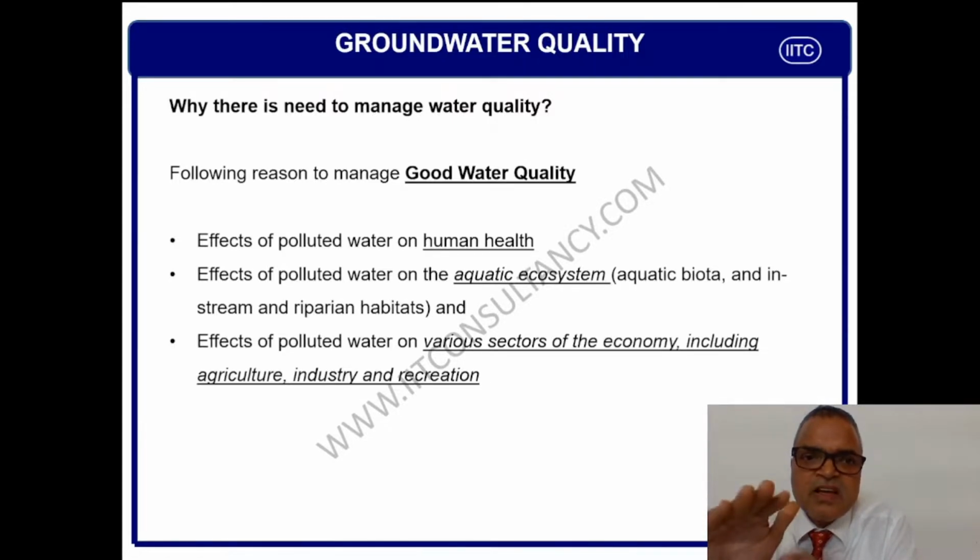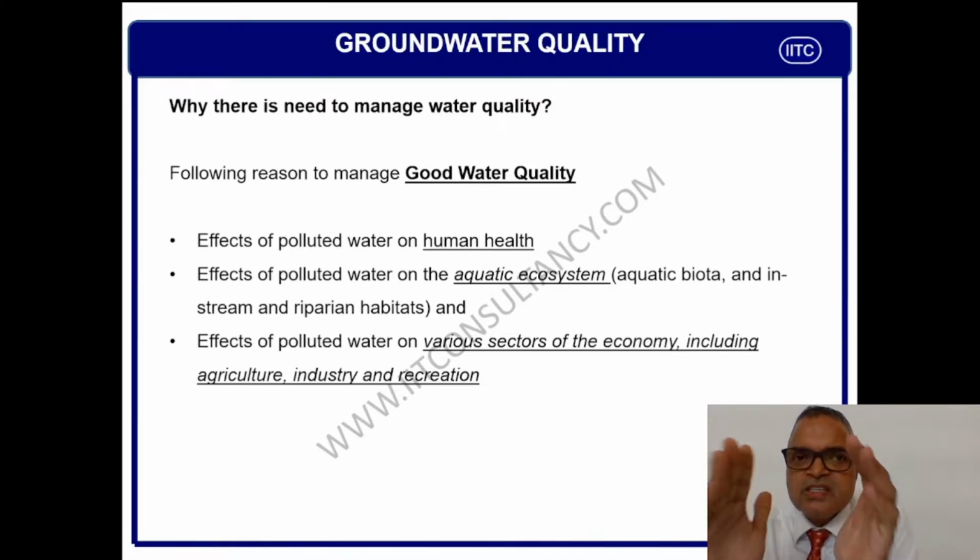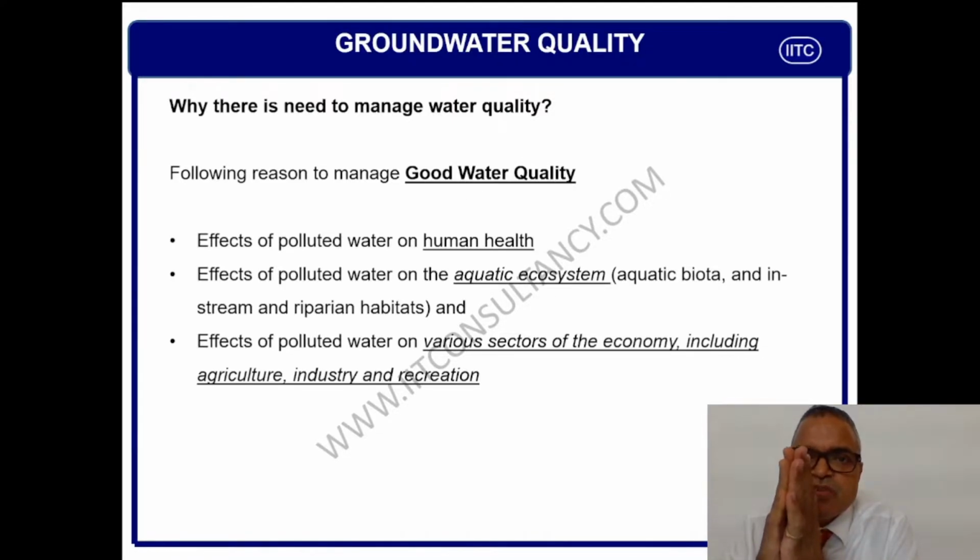This should be balanced. That is why good water quality is very important for socio-economic benefit, for health, for societal benefit, for industrial growth, for recreation, even for agriculture. Because we have seen that agriculture in India is highly dependent on groundwater. Correct?